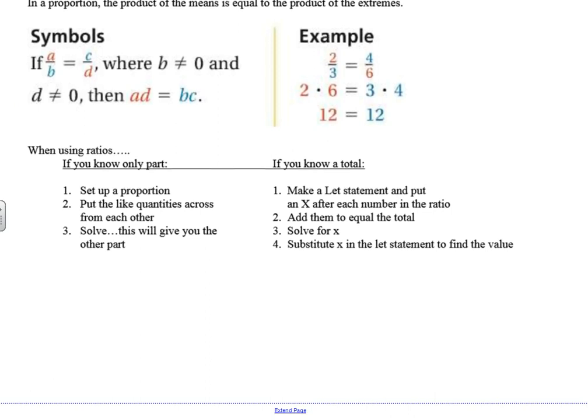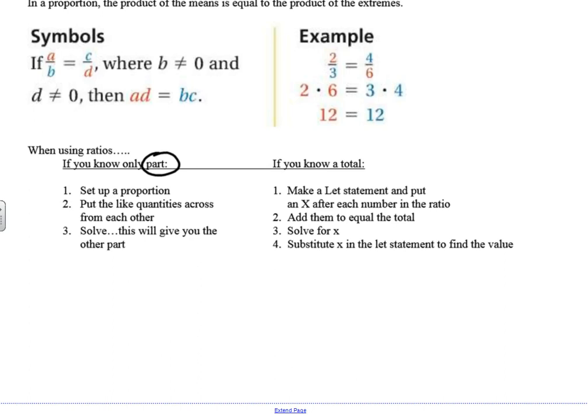When we're using ratios, there are two types of approaches. If we only know a part, we're going to set up a proportion, put the like quantities across from each other, and solve, and this will give you the other part. So we're going to use the cross product property.